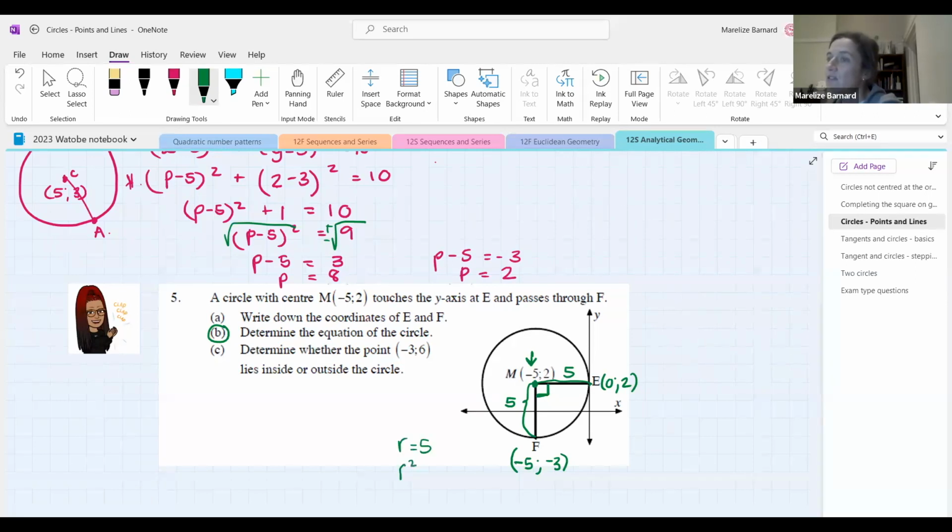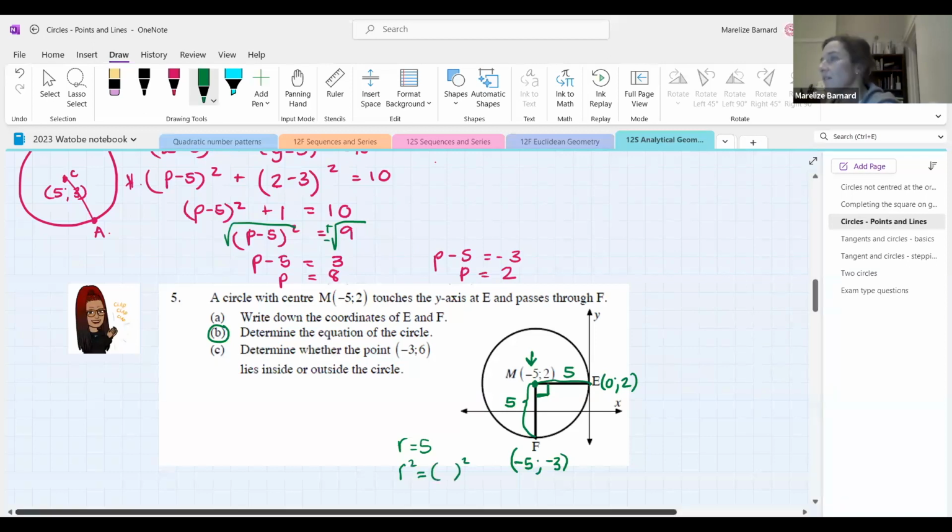The radius squared, you can think about what that is. Or the previous one. The previous, isn't the radius root 10? Yes, the radius is root 10. This one here. Root 10.